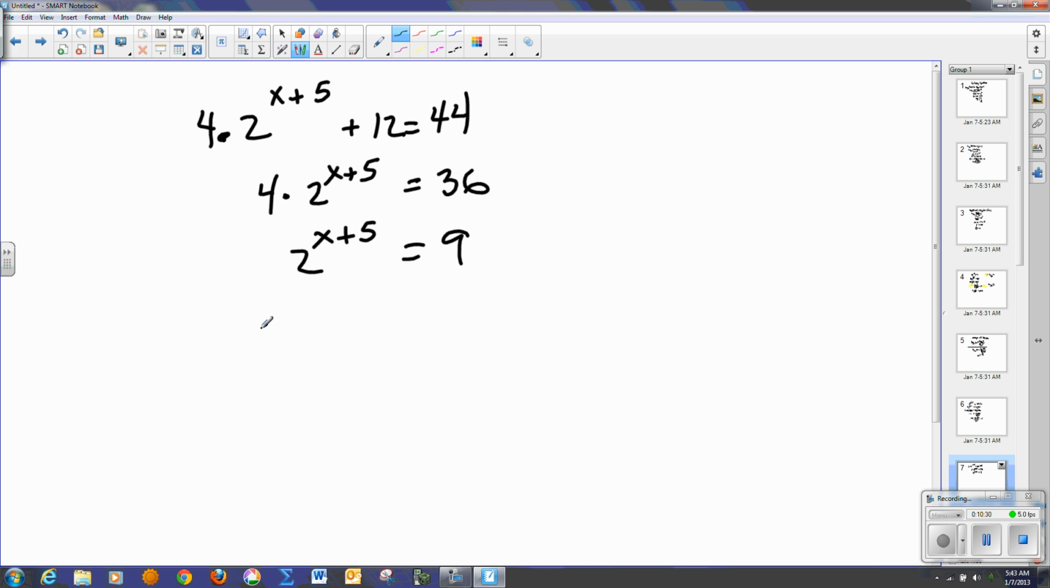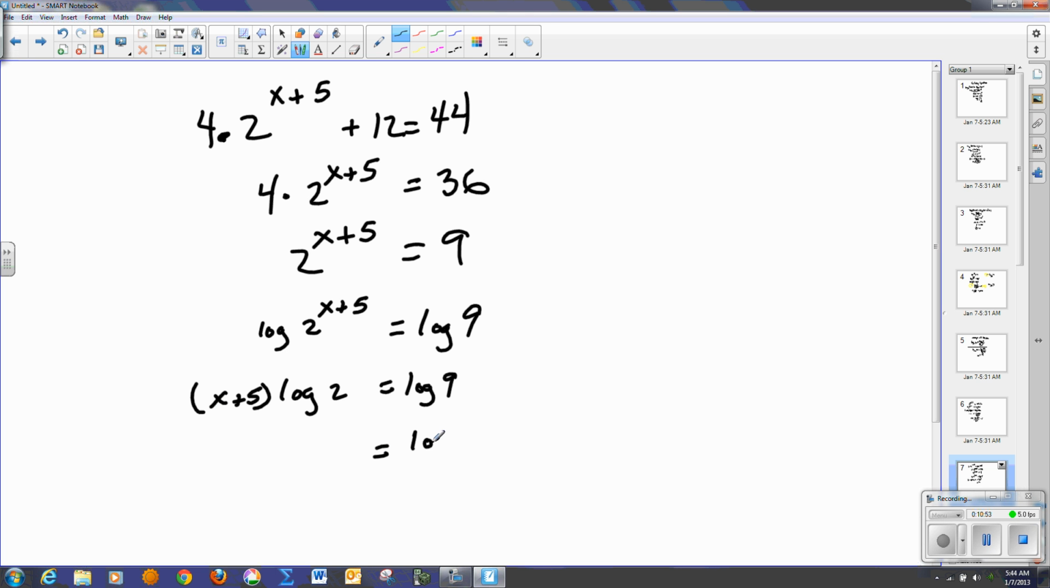Take the log of both sides. Bring the x plus 5 out in front. Divide by the log of 2 and subtract 5. So I've got the log base 10 of 9 over the log base 10 of 2, minus 5, is equal to x. And then we're done. All right, so we've got 2 more examples.